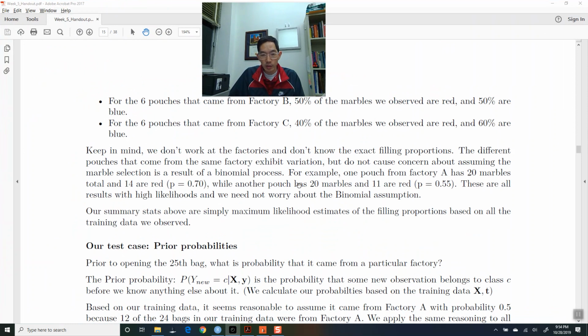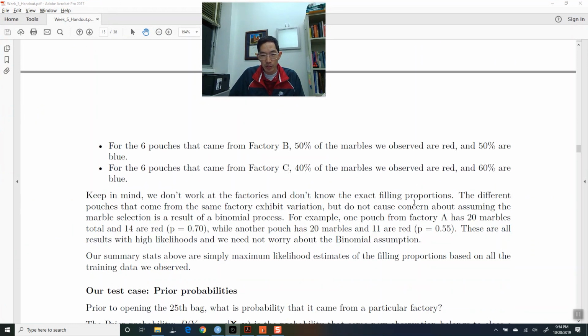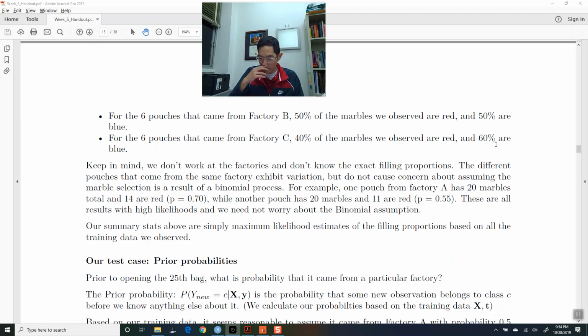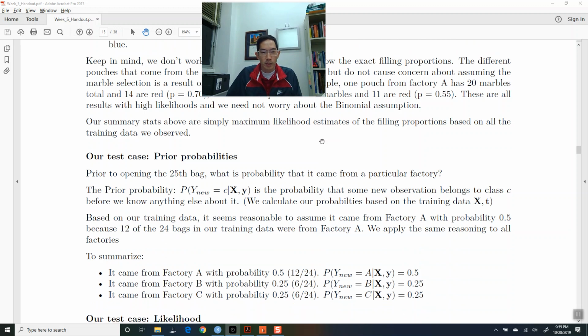But overall, the proportions are that 60% of the marbles from factory A are red and 40% are blue, whereas from factory C, 40% are red and 60% are blue. Before we even look at the contents of this 25th pouch that's unlabeled, we're going to ask what the prior probabilities are: what is the probability that it came from factory A, B, or C?